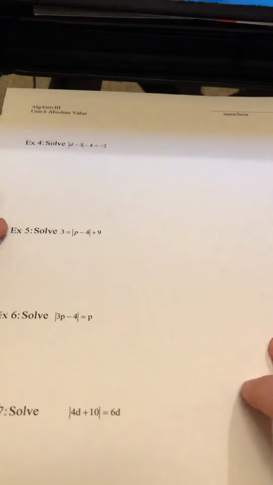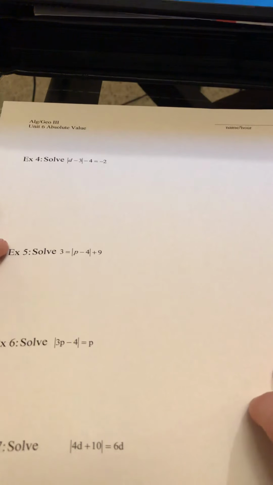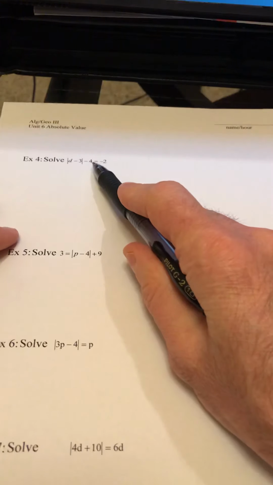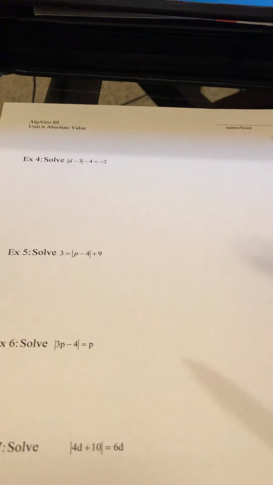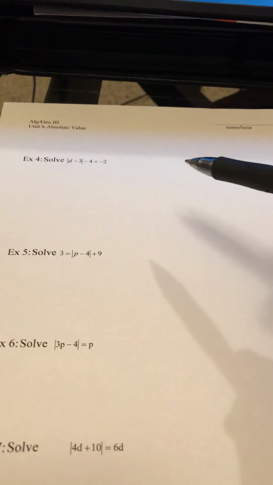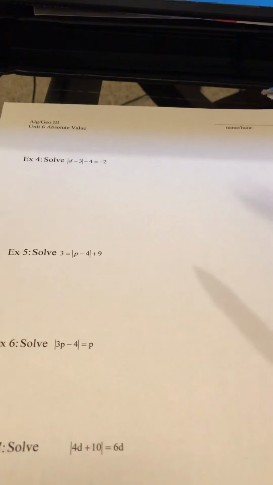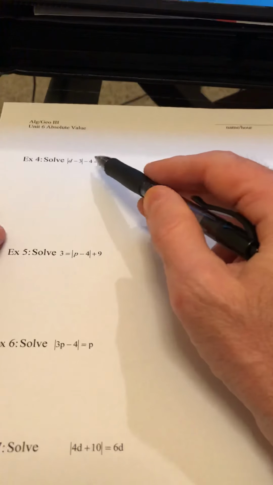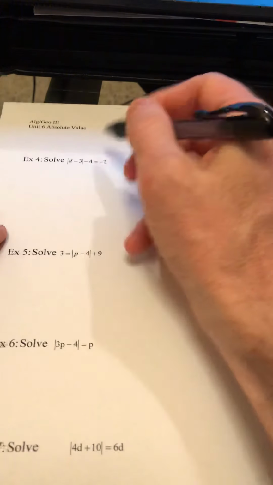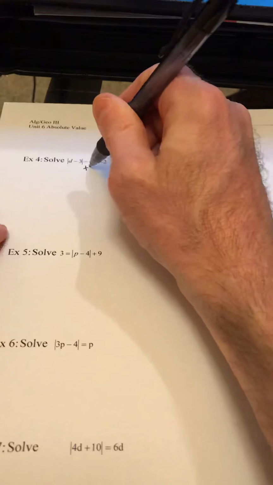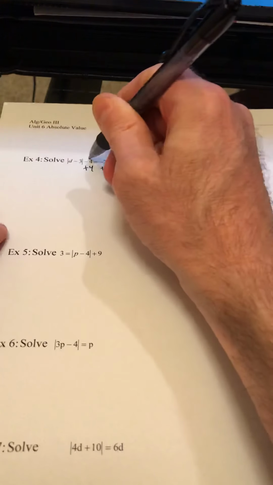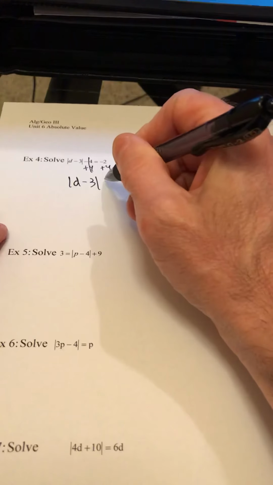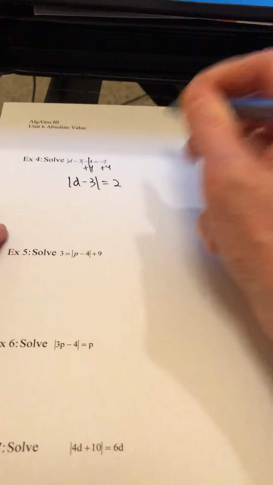Now just to come down and go through a few others. If you have something outside of the absolute value, for example, number 4 here, where it is absolute value d minus 3 minus 4 equals 2. Sometimes you see this and you say, oh, there's a negative 2, it's no solution. That's actually not correct on this one. First, we do need to get the absolute value by itself. So then we have absolute value d minus 3 equals negative 2 plus 4, which is 2.